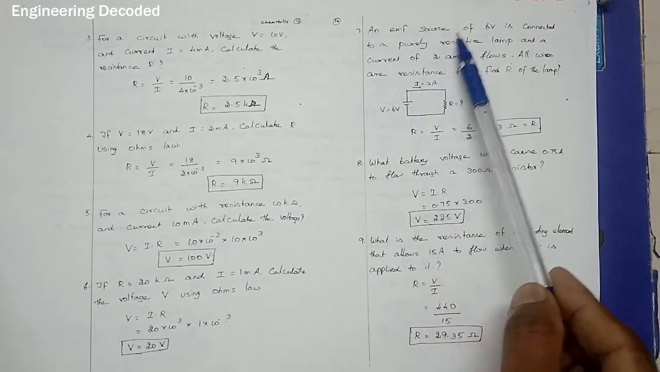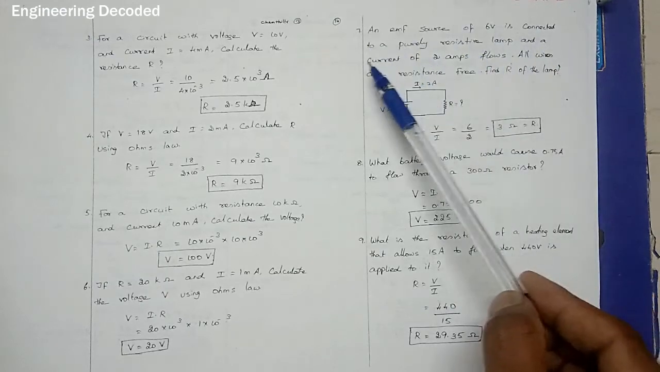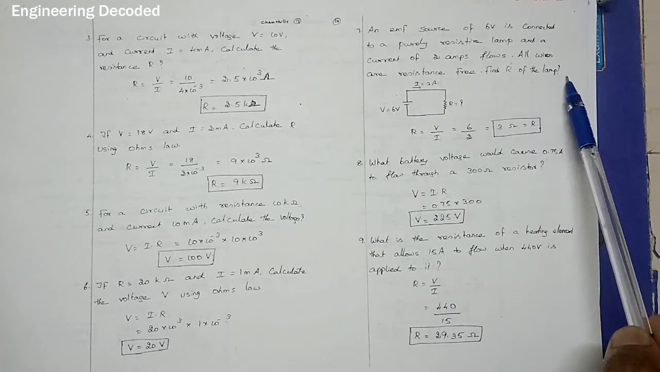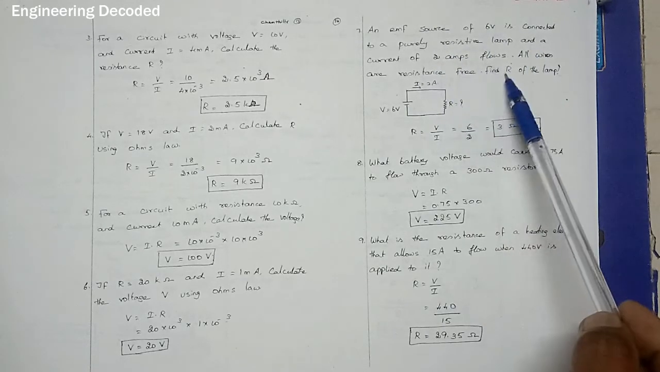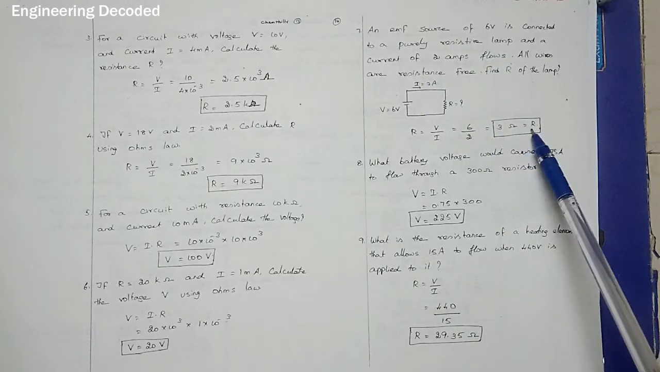An EMF source of 6 volt is connected to a purely resistive lamp and a current of 2 amps flows. All the wires are resistance free. Find R of the lamp. So here voltage is given, current is given. You are supposed to find out R. Simply substitute the values, you will get the answer.